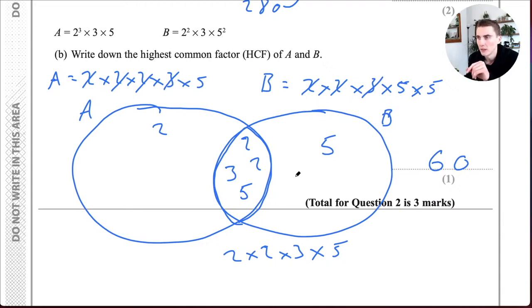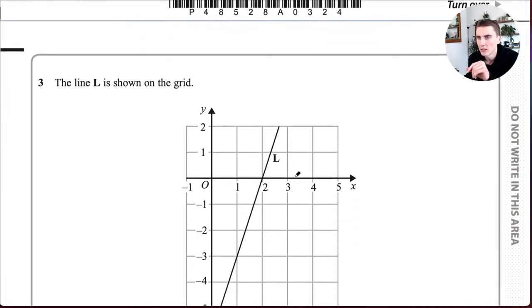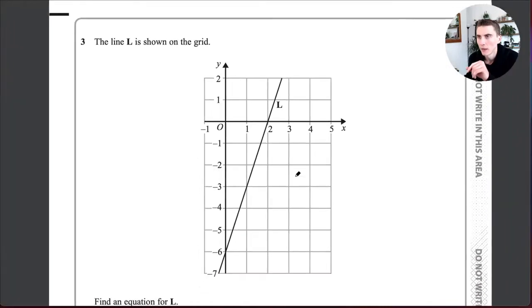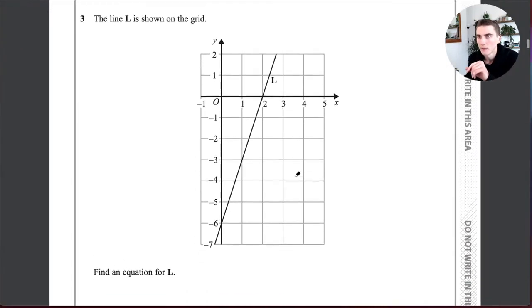All right, super. So let's go down here. Can I just scroll out a little bit? So, question 3. The line L is shown on the grid. So here's our grid with our line. Find the equation for L. So basically we just have to find the equation of this line.